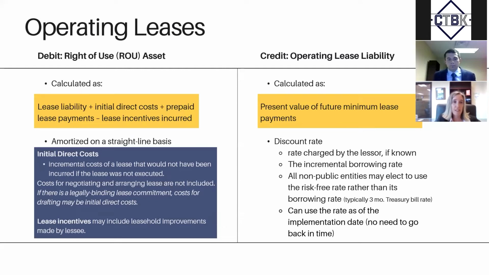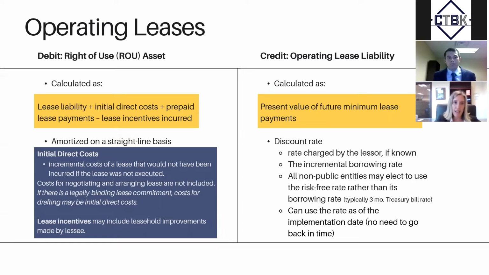Now, if I move over to the left-hand side, which is the right of use asset, that's going to be calculated as starting with the lease liability that I've just calculated. Other considerations are you're going to add any initial direct costs. Those may be direct costs, not necessarily related to negotiating the contract, but those costs that would not have been incurred if the lease wasn't executed. A great example to give is if the lease is executed and you have to make a payment to the current tenant to remove them from it, that would be an initial direct cost that was incurred because you signed that lease.